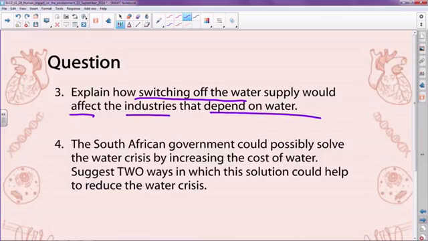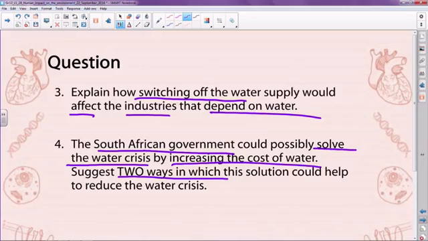Next one: the South African government could possibly solve the water crisis by increasing the cost of water. Suggest 2 ways in which this solution could help to reduce the water crisis. Okay, the main thing we have to look at is 2 ways there, and of course, how would it affect the industries who use water? I'm going to give you 2 minutes to quickly do this. Concentrate and give me everything you've got.